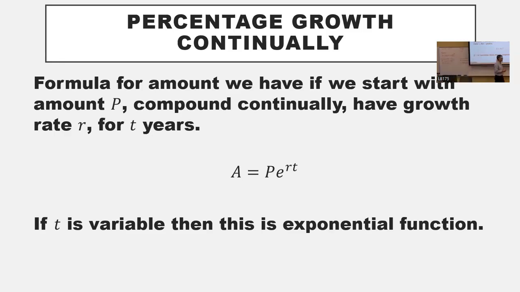And if we have some initial amount P, and our growth rate compounds continually for T years, the amount that we'll have after T years is P times e to the rt. R and T are both in the exponents, so again, the common thing is to let T be our variable, and then we get an exponential function.